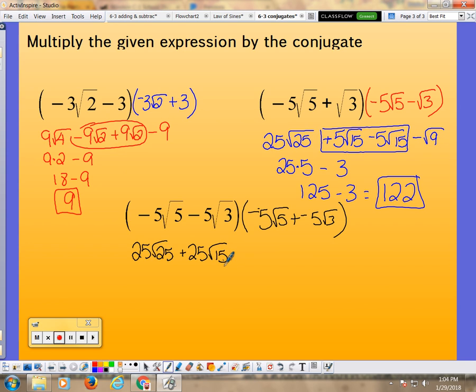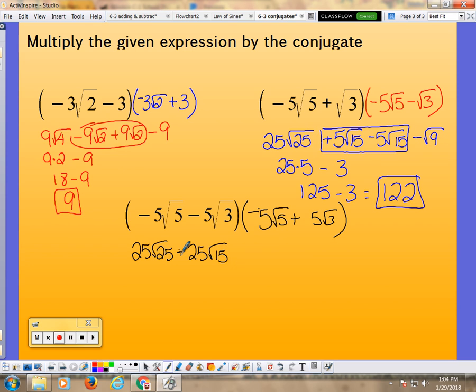Oh, I've got a sign wrong, guys. I don't know why I put a negative there. So that is going to make positive. This guy here is going to stay negative. There we go. I'm sorry. It's a minus. All right.